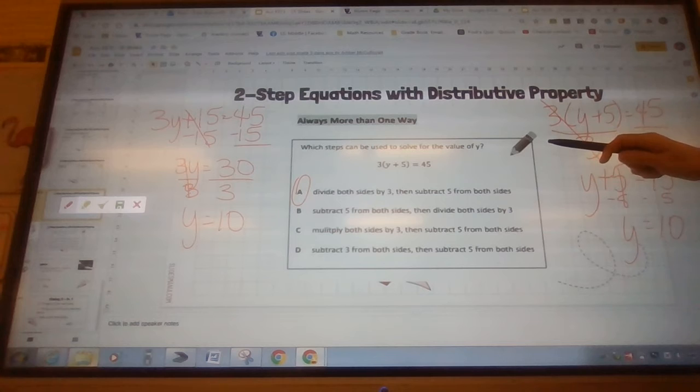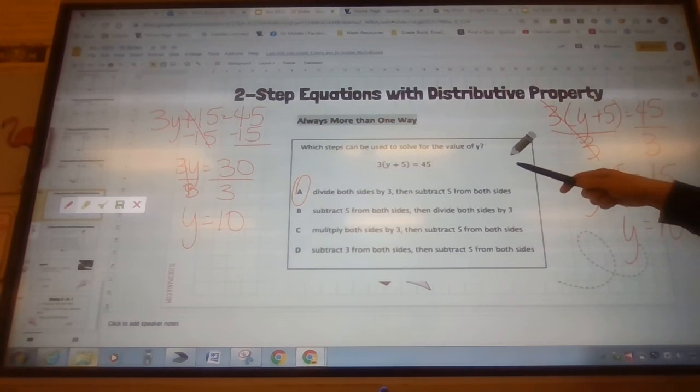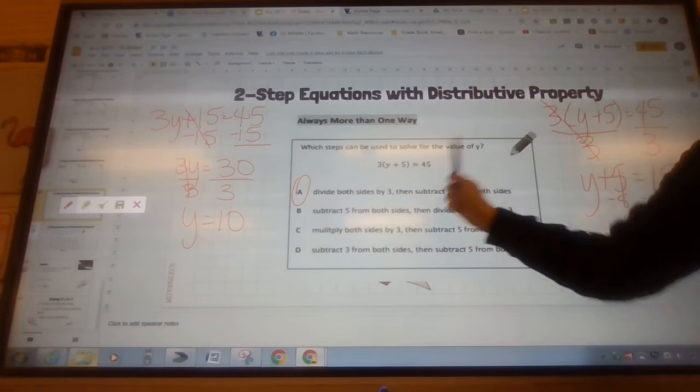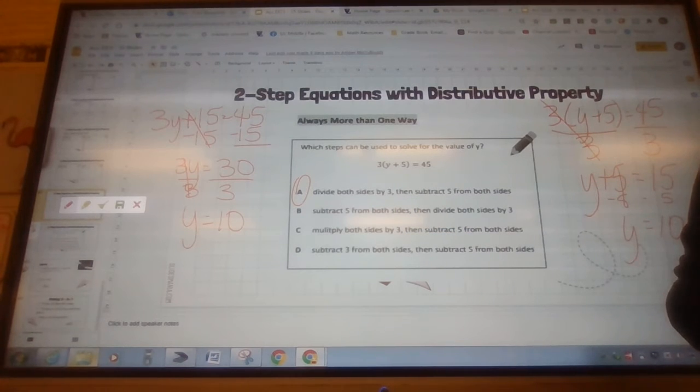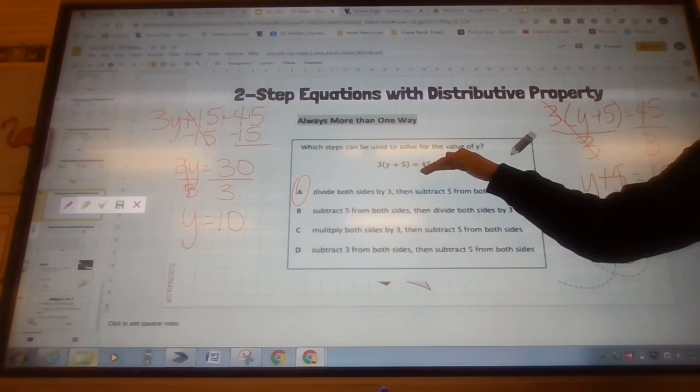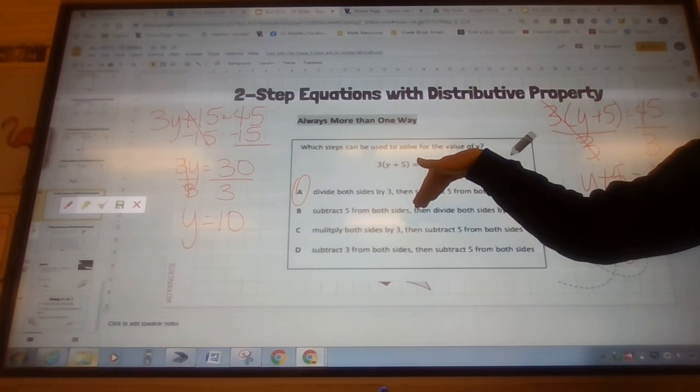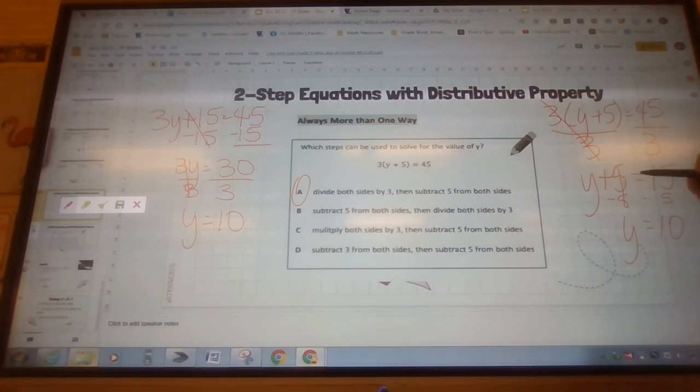All right, over here, we distributed the 3, and then what did we end up doing in the end? Dividing by 3. What is the operation between 3 and this y plus 5? What operation's happening right there? 3 is being what to y plus 5? Multiplied. What's the inverse of multiplication? Division. So I could divide right there and make my 1. Right? So what I've got right here is 1 y plus 5, which is what I want.